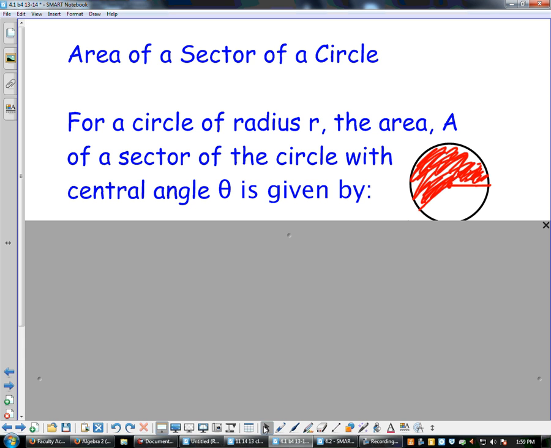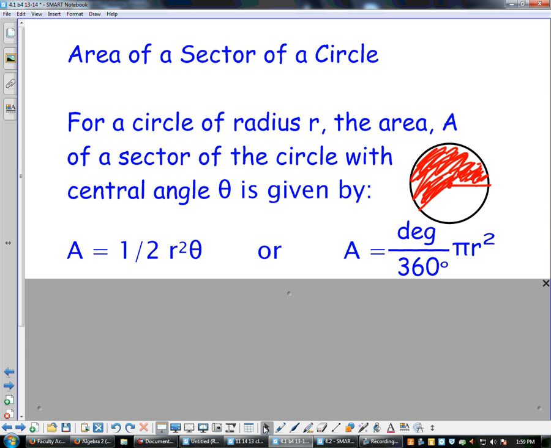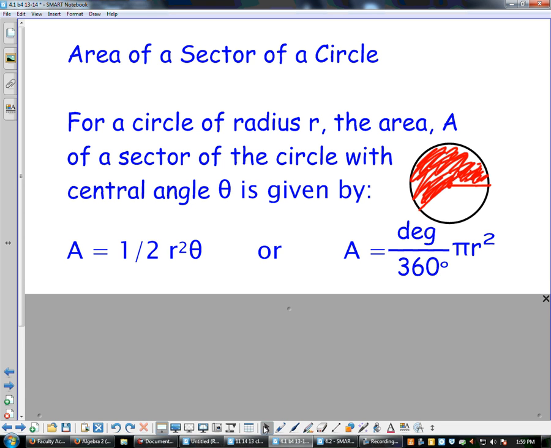For a circle of radius r, the area A of a sector of the circle with central angle theta is given by, I give you two formulas. One is 1/2 r squared times theta, where A is the area of the sector, r is the radius of the circle, and theta is the central angle. If you use this formula, theta is in radians.